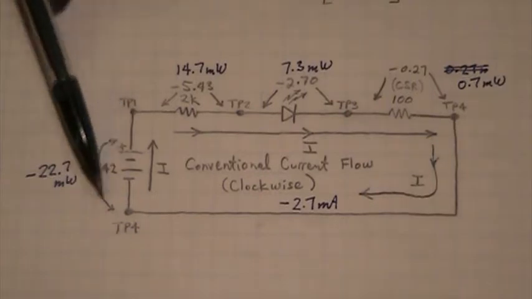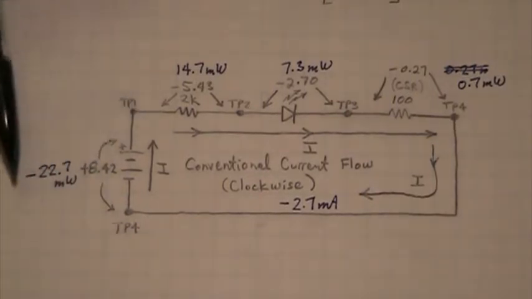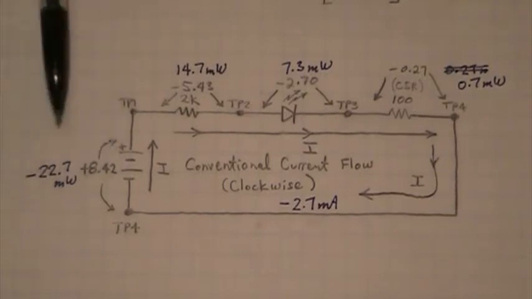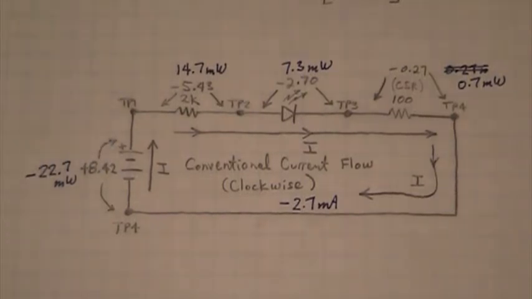So the power supply always, as I've been stating for a long time, computes to a negative power because it is sourcing power to the circuit. Any component that dissipates power will measure or compute to a positive power.